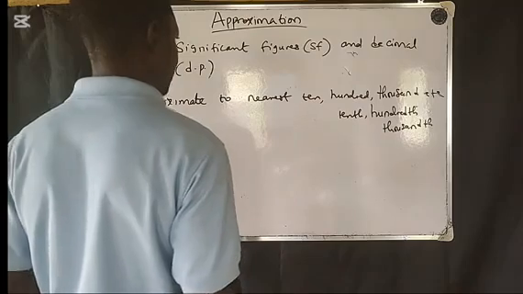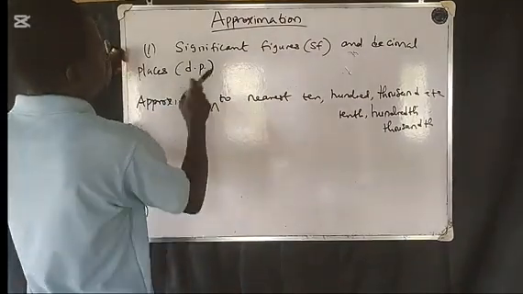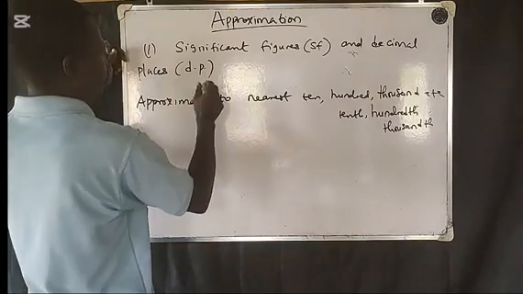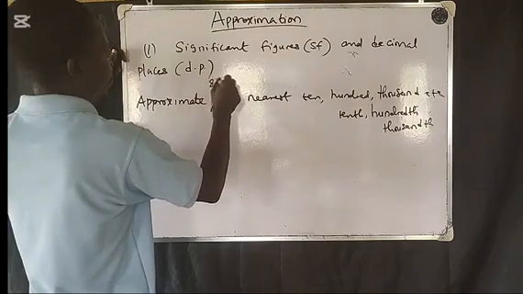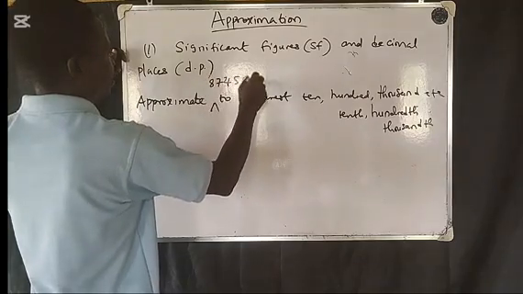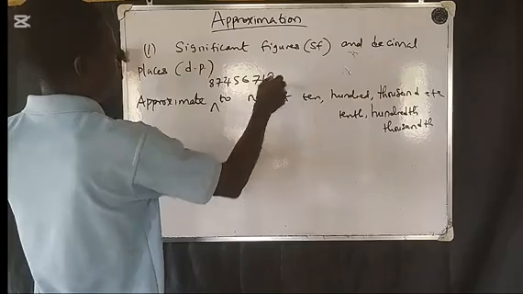Now let's approximate this particular number. Let's write 7, 8, 4, 5, 6, 7, 1, 2.